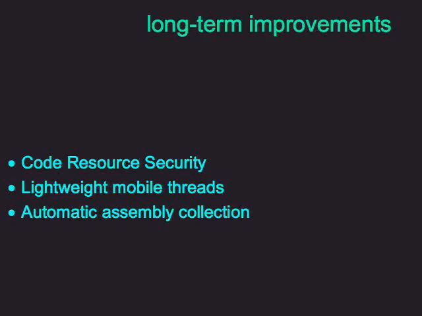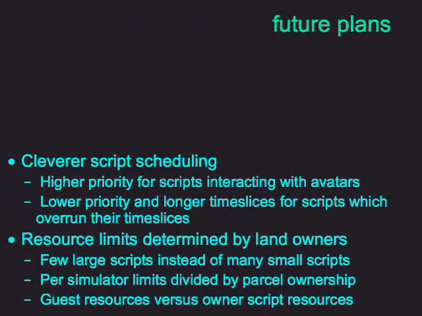Lightweight mobile threads, because then we won't need hack number 1. Automatic assembly collection, because then we won't need hack number 2. So if the will was there to make the CLI into a great platform for building sandboxes and hosting untrusted code, then you could do this kind of stuff. You can do it now, and we've done it now, but it's a little bit painful. So in the future, clever script scheduling and resource limits determined by landowners, which is what we were talking about before.